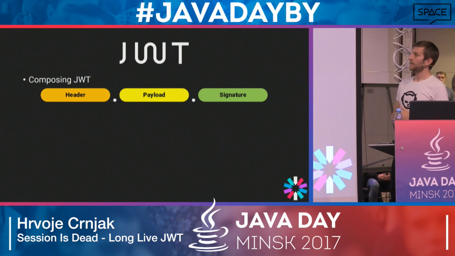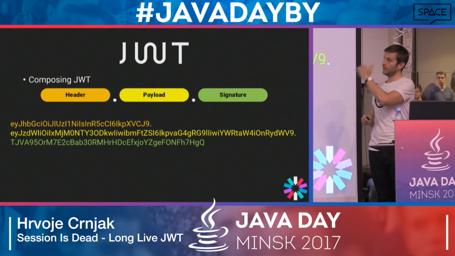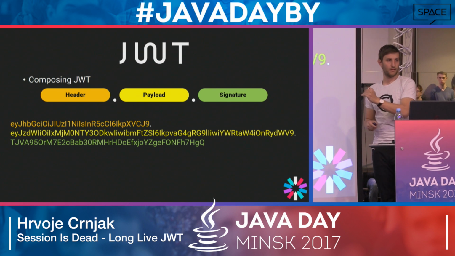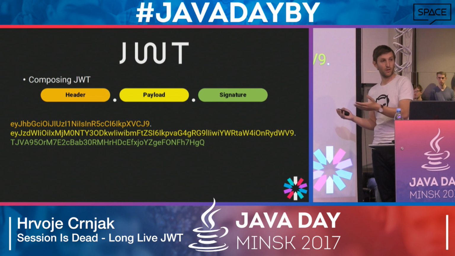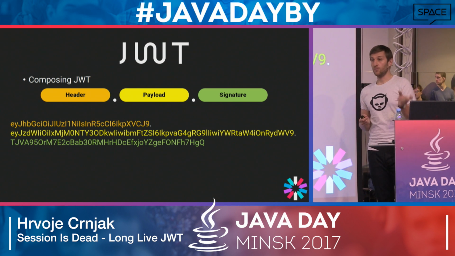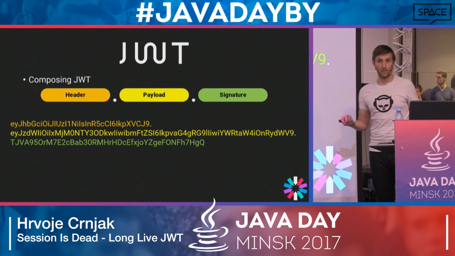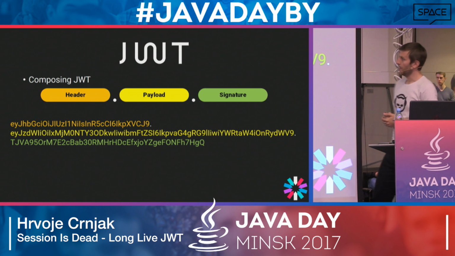And in the end, we'll end up with something like this. So as you can see, three parts, all separated by a dot. Now this is actually a valid JSON Web Token, and we can send it to some service. And if that service has the secret key that we used to sign this token, then this would be a valid accepted token.